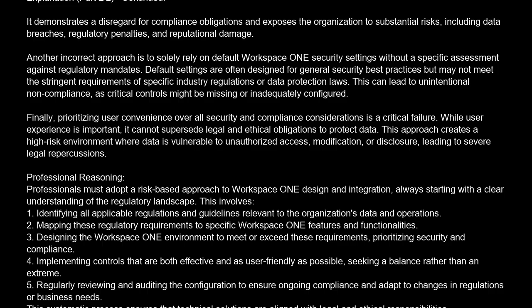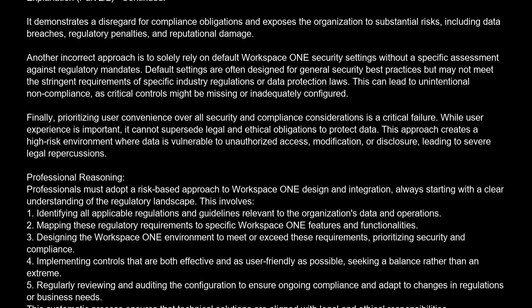Finally, prioritizing user convenience over all security and compliance considerations is a critical failure. While user experience is important, it cannot supersede legal and ethical obligations to protect data. This approach creates a high-risk environment where data is vulnerable to unauthorized access, modification, or disclosure, leading to severe legal repercussions.